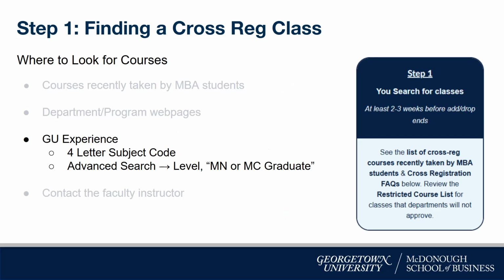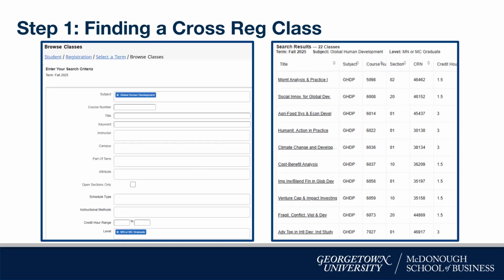You can also search for classes using GU Experience. From your student dashboard, you can browse classes. If you know the 4-letter subject code of the program that you're interested in and set the level to MN or MC graduate, you can search for the graduate level courses being offered by that department. For example, subject GHDP will show you the courses being offered by the Global Human Development Program. If there's a particular topic you're interested in, you could also try doing a keyword search.